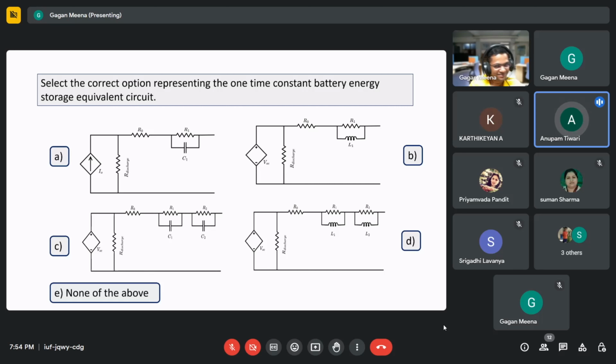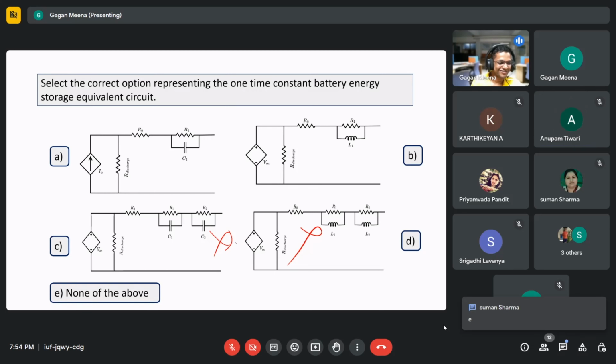One time constant means one RC circuit. So this option and this option are already ruled out. That is why the RC is only in that option. But then it is showing the constant current source. No, it is not showing the voltage source. Correct. So none of the above is the option. It should be a voltage source. That's why I said it's a little tricky.